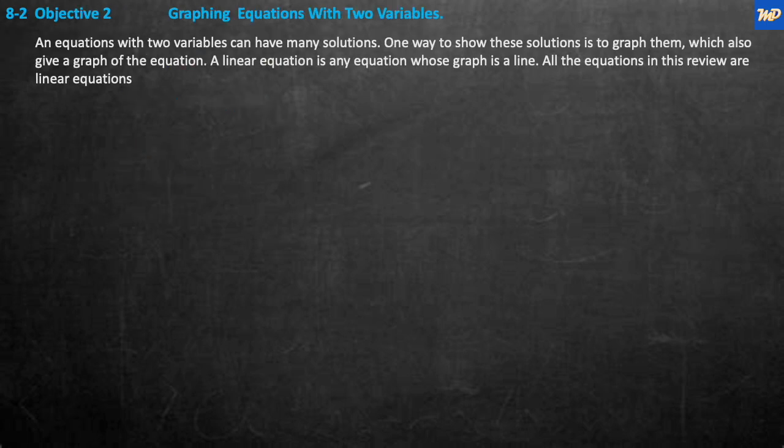Okay, a second objective for this lesson is graphing equations with two variables. So an equation with two variables can have many solutions. One way to show these solutions is to graph them, which also gives a graph of the equation itself. A linear equation is any equation whose graph is a line. All the equations in this review are linear equations.